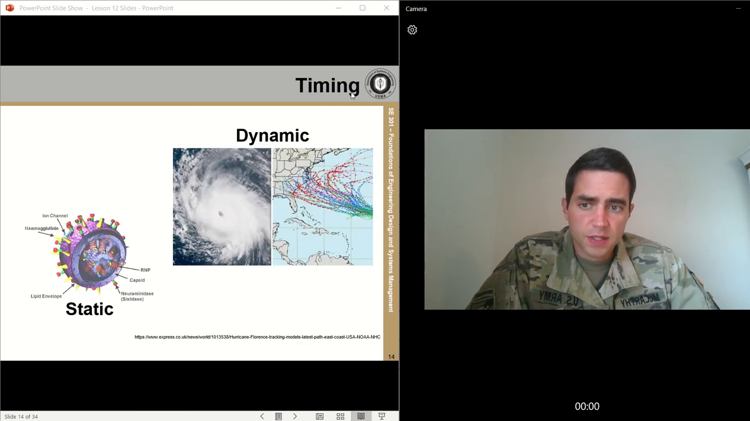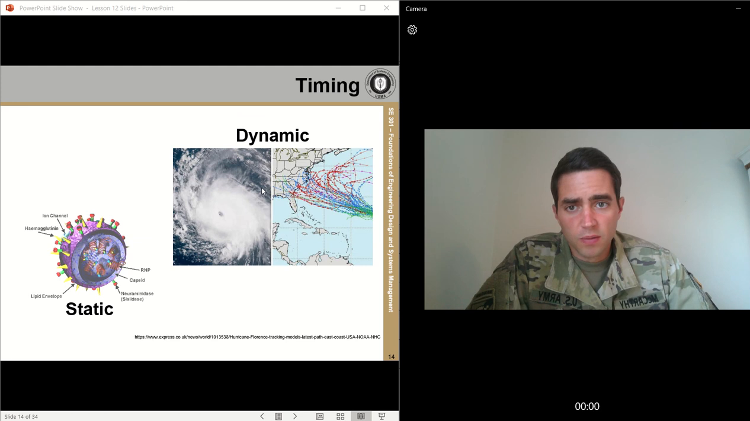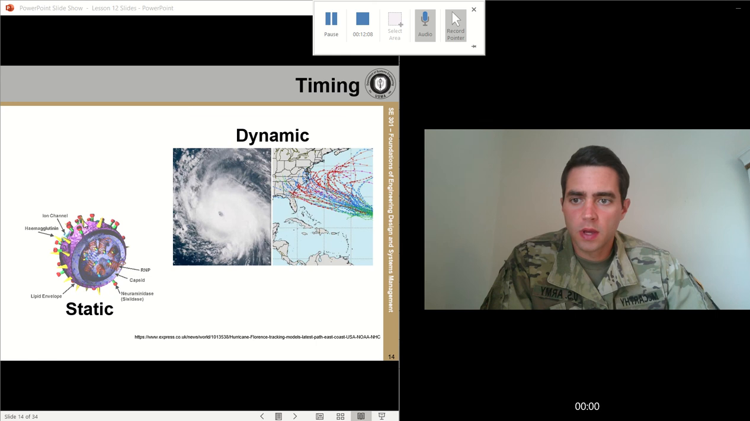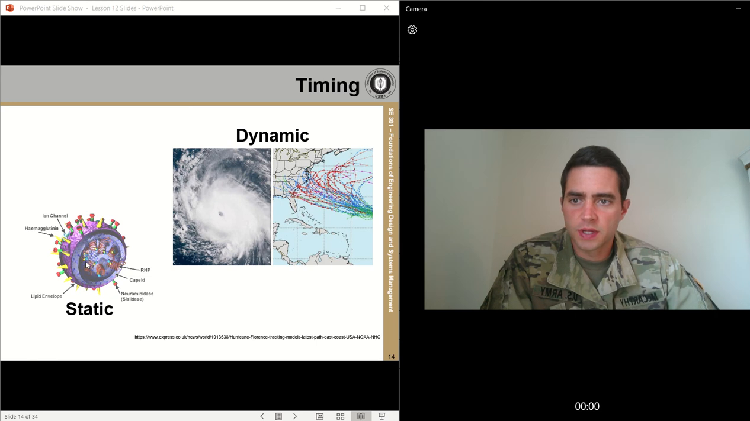Timing consists of static and dynamic. Static meaning that it does not change with time. Dynamic meaning that it does change with time. The dynamic model that is represented here is of weather patterns, which of course changes over time. And this picture right here is a representation of the flu virus, which does not change over time.